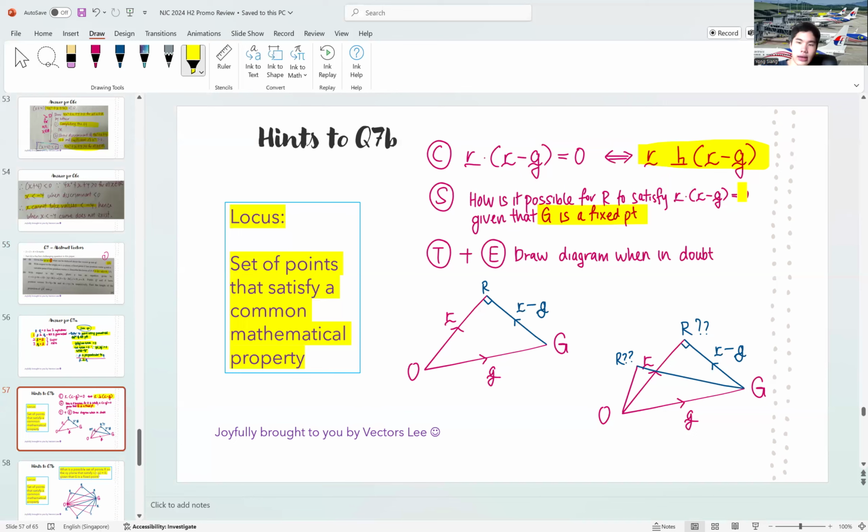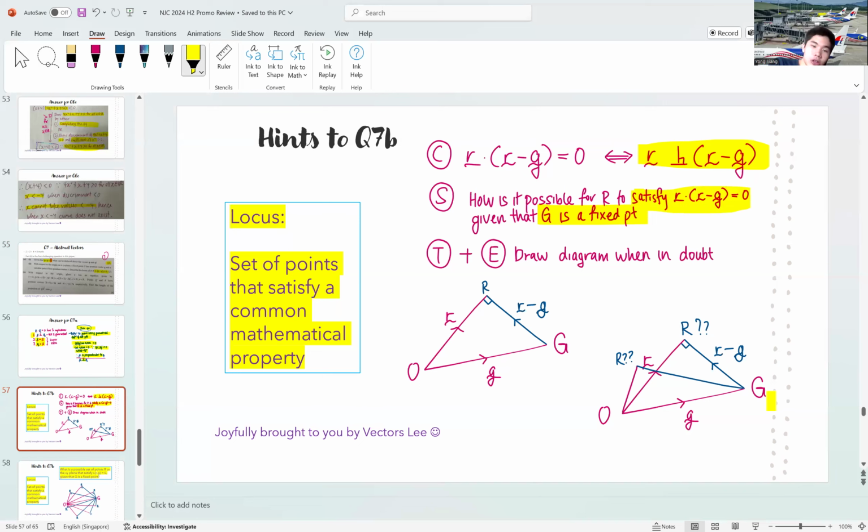Then I want you to ask yourself, okay, G is a fixed point, which means G cannot change. R is a variable point. That means R is the one changing. So how is it possible for R to satisfy this dot product equation over here, such that R is perpendicular to R minus 3? How is that even possible?